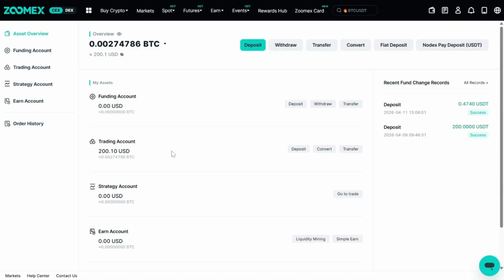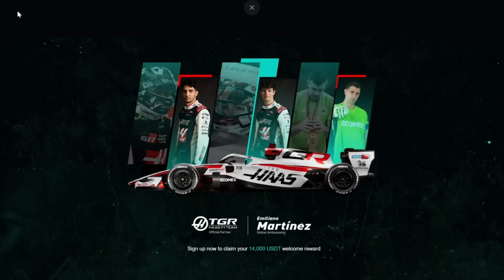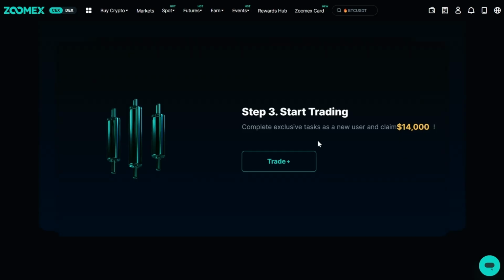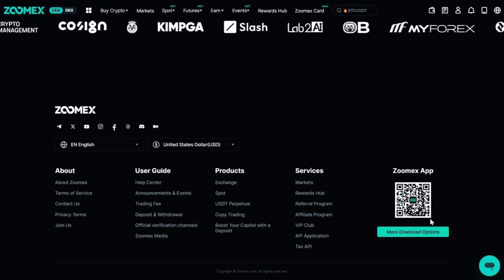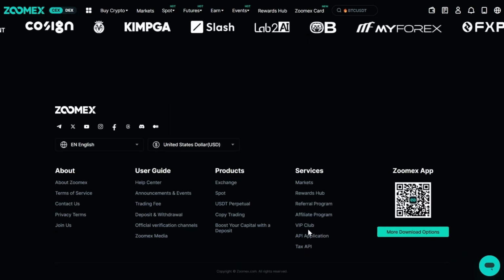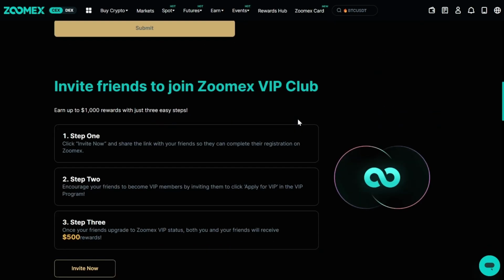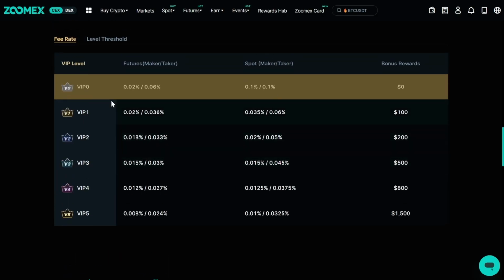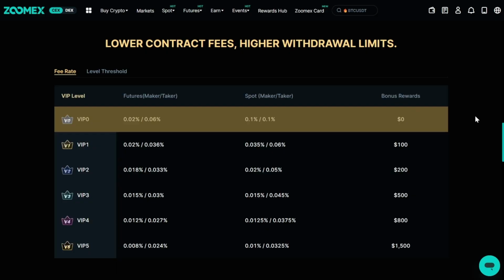The next thing we want to do is look at the trading fees on Zoomex. So let's head to the main page, scroll all the way down to the bottom, click on VIP Club, scroll down a bit more, and we have found our trading fees.